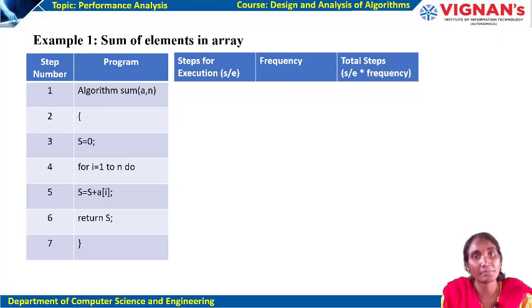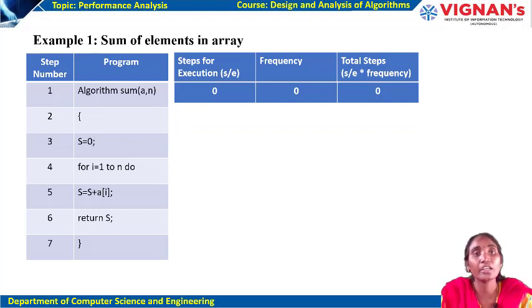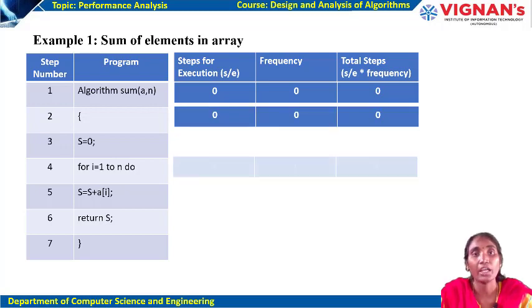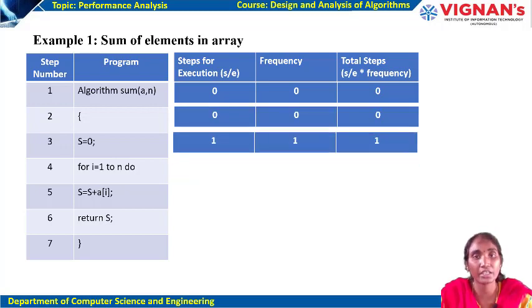So steps per execution, frequency. Frequency is nothing but the number of times a particular statement is being executed. S by E can be either 0 or 1. Total steps will be the multiplication of both. Initially the first one is the name. The name will not be considered for calculating your time complexity, so all are zeros, and even blocks are 0. S is equal to 0: this is an executable statement, so I give S by E as 1, and frequency is also 1, and by multiplying the two, I get total steps as 1.